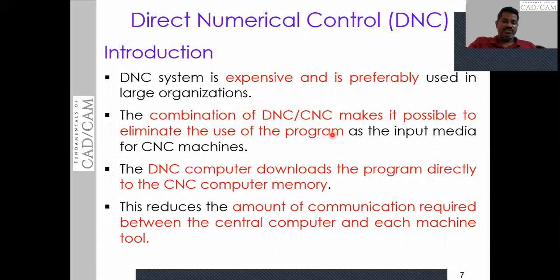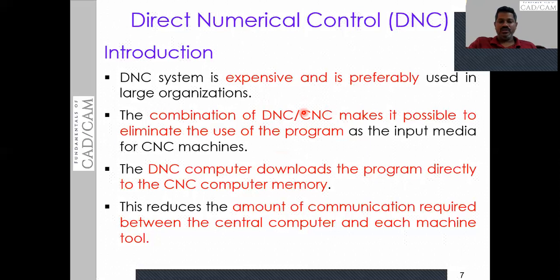From there, the NC machine tool is going to access the program from the buffer itself. In that way, you can reduce the redundancy of the data between the host computer and the number of machines which are connected in parallel to the host computer. So combining DNC and CNC is one way to eliminate the use of program input media for NC machine tools.